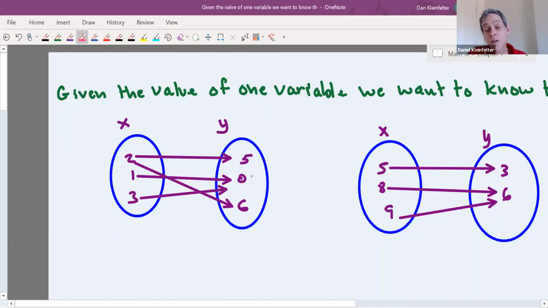So if I told you, when x is 2, what's y? You'd say, well, I don't know. It could be 5, could be 6. And we don't like that, right? So this one, y is not a function of x. Okay, it's the 2. That's the problem.